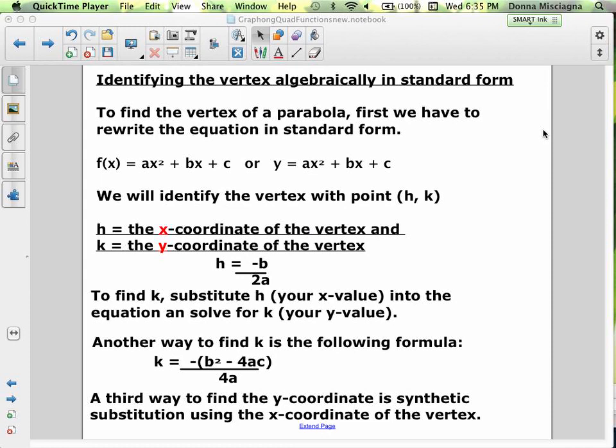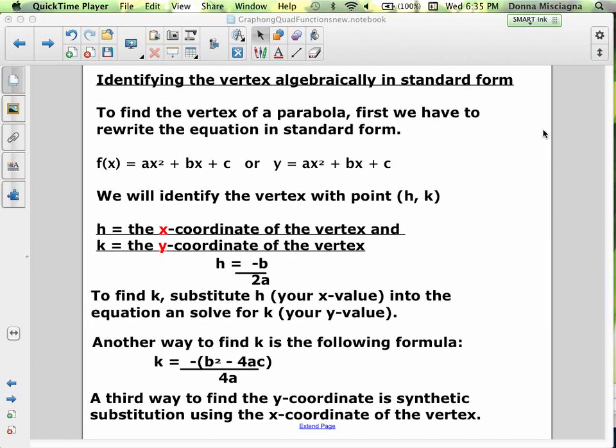You have a choice for finding k, the y-coordinate. And I should have both ways in your notes. Okay, so method number 1, to find k, you can simply substitute h, your x value, into the equation and solve for k, your y value. And that's perfectly fine. We also have another way to find k, and that's using a formula here. You notice parts of it look a little bit like the quadratic formula, or the discriminant. Actually, it's the discriminant, but the opposite, and then divided by 4a. So kind of looks like the discriminant, kind of looks like the quadratic formula. But it'll give you the y-coordinate of your vertex.